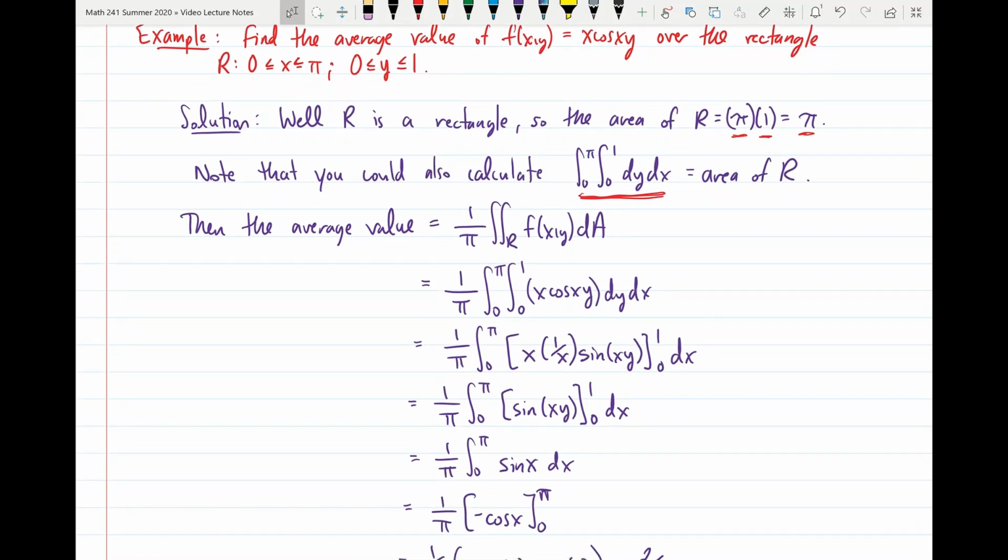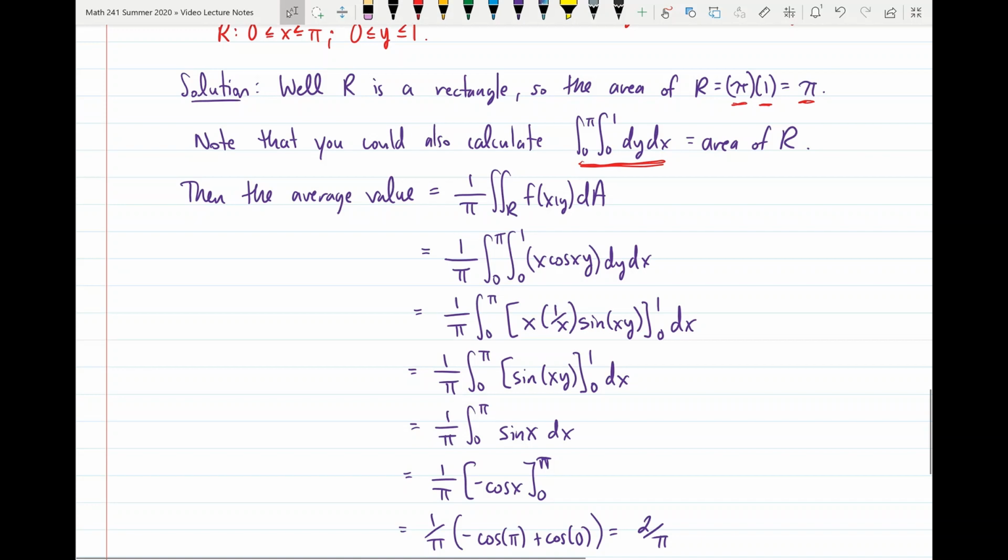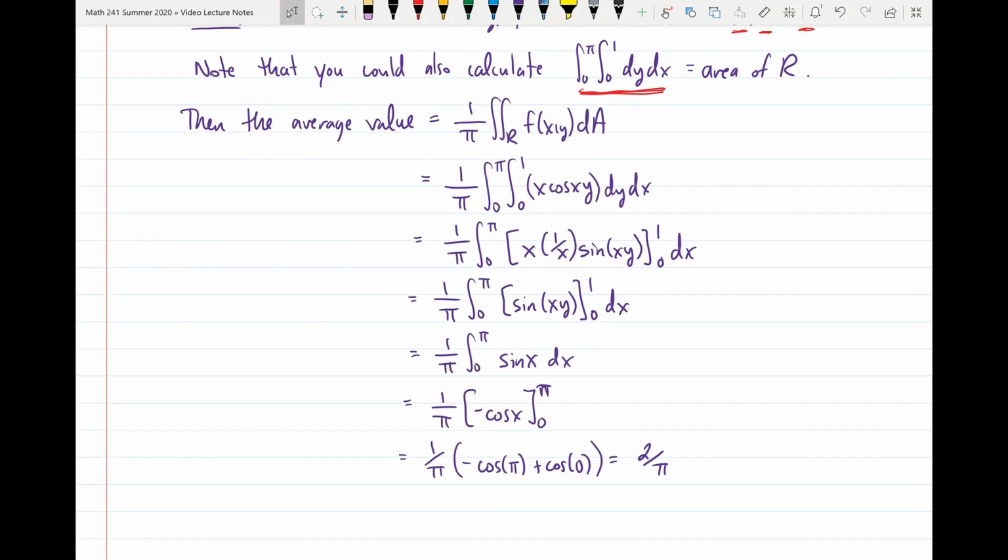So then by definition, the average value of the function over that region is going to equal 1 divided by pi, because again, pi is the area of the region R, times the double integral of f of xy over the region R. And so we can represent that double integral as the iterated integral, where we have the integral from 0 to pi of the integral from 0 to 1 of x times cosine of xy dy dx. And notice here that we are integrating with respect to y first.